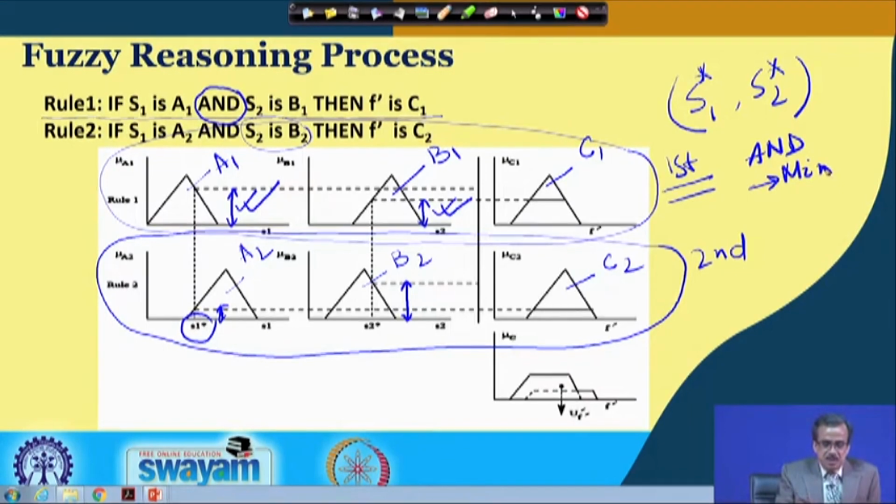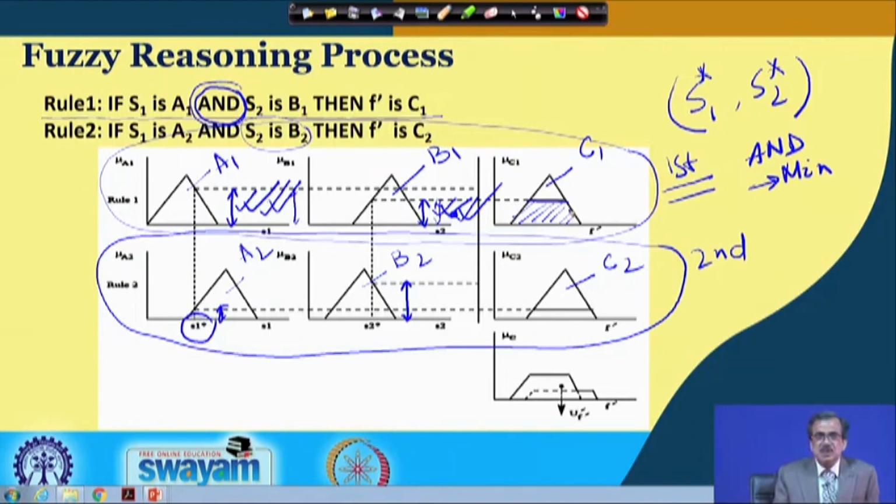To find out the output of the first fired rule, we compare this mu value and this mu value. This mu value is corresponding to S1 star, and this mu value is corresponding to S2 star. We compare these two mu values and try to find the minimum, because we have the AND operator. If I compare this mu value and that mu value, this is the minimum. Corresponding to that, I can find out the fuzzified output corresponding to the first fired rule.